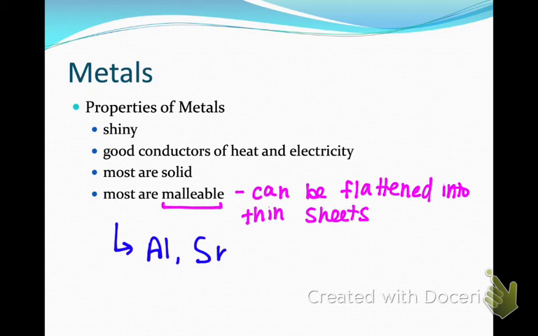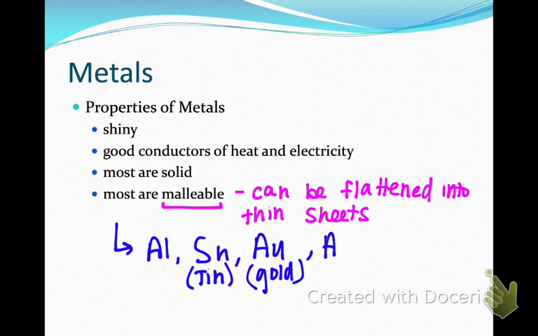Tin is abbreviated Sn. It's atomic number 50 if you want to look at it. Tin is what we make tin cans from, things like that. Gold is Au. That can be put into a really thin foil. Same with silver, Ag. Right, we've got a lot of very typical metals here that we know can be flattened into these thin sheets and then become very pliable. So that's what malleable means. We can flatten it out, we can mold it, we can kind of manipulate it into a thin sheet.